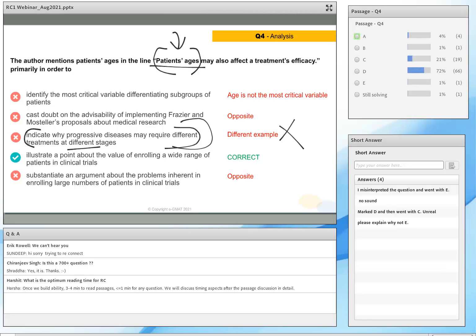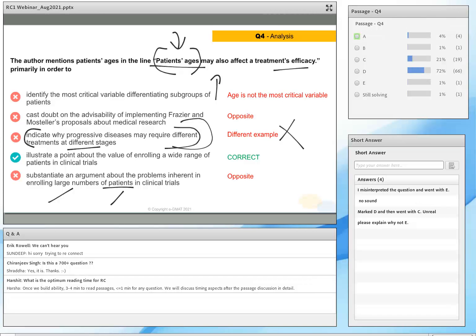Okay, somebody said let's talk about choice E. Substantiate an argument about the problems inherent in enrolling large numbers of patients in clinical trials. When he's talking about patients' ages possibly affecting a treatment's efficacy, this is not a problem of enrolling a large number of patients. It is actually an advantage of enrolling a large number of patients in the clinical trials as suggested by F&M. So this answer choice is absolutely opposite.